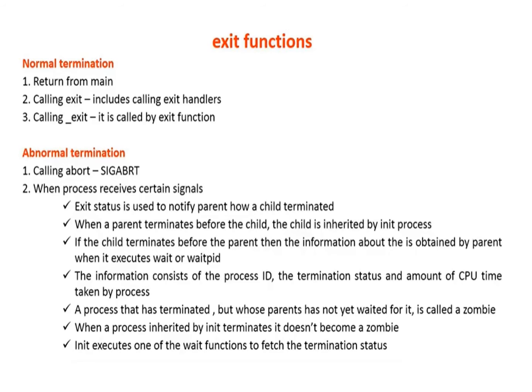When a parent is terminated before the child, the child is inherited by the init process. If the child terminates before the parent, then the information about this is obtained by the parent when it executes the wait or waitpid functions. The information consists of the process ID, the termination status, and the amount of CPU time taken by the process. A process that has terminated but whose parent has not yet waited for it is called a zombie process. When a process inherited by init terminates, it does not become a zombie, since init executes one of the wait functions to fetch the termination status.